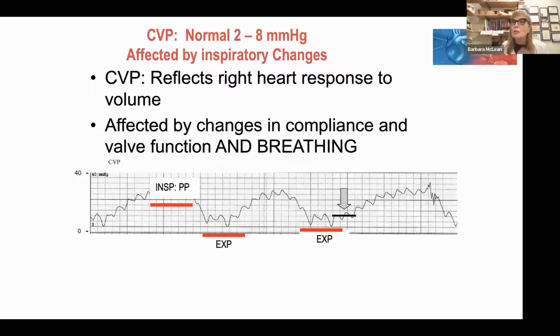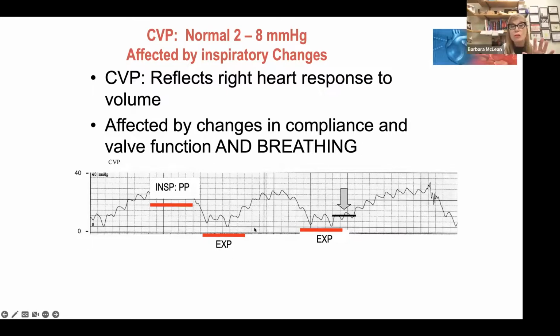So again, just remember that CVP normally is 2 to 8, and you add 4 if you're on positive pressure, or 0 to 8, either one is fine. You're going to add 4 when you're on positive pressure breathing. So it's very, very important for us to understand this relationship.